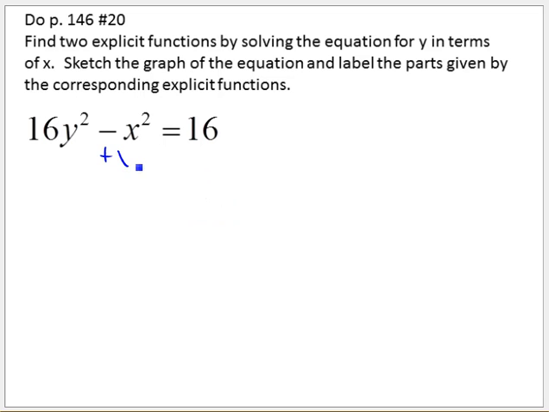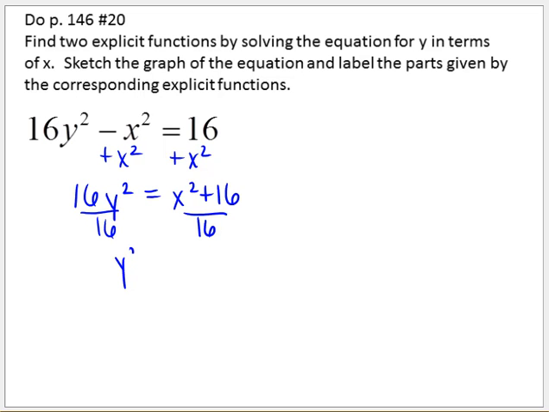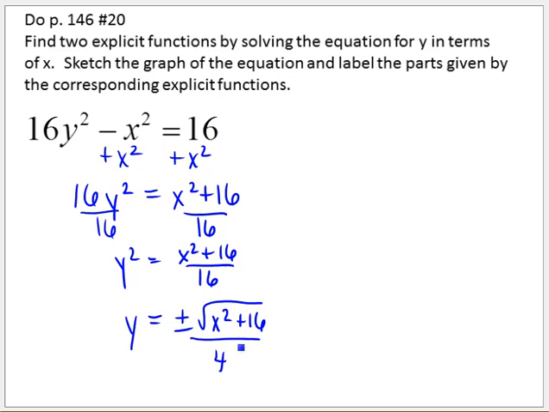Explicit functions are when you solve for the y. So let's go ahead and get this y by itself. I end up getting x squared plus 16. I'm going to divide by 16 on both sides. y squared equals x squared plus 16 divided by 16. And then I'm going to square root both sides, so I end up with plus or minus, or the two functions, I should say. Together they aren't a function. They're actually a hyperbola. So plus or minus the square root of x squared plus 16 all over 4, because the square root of 16 is 4.